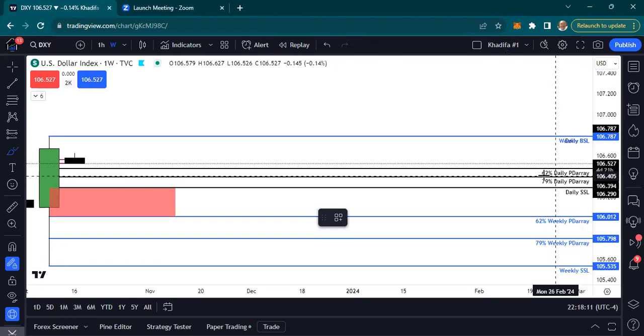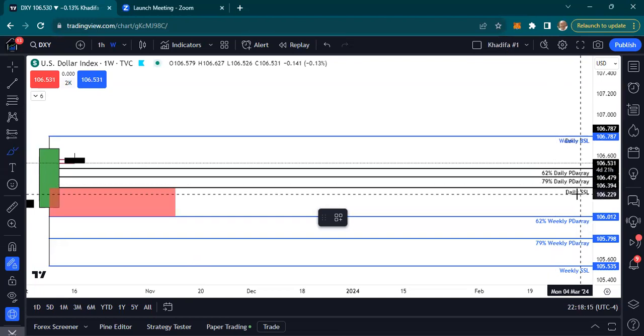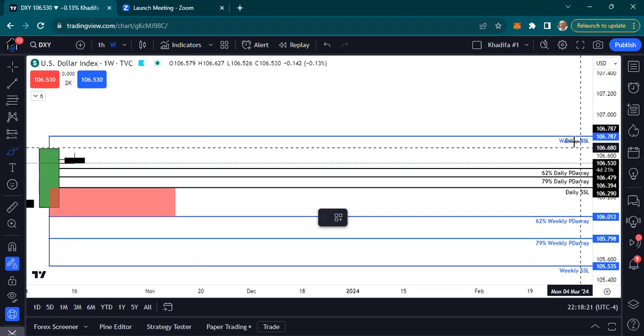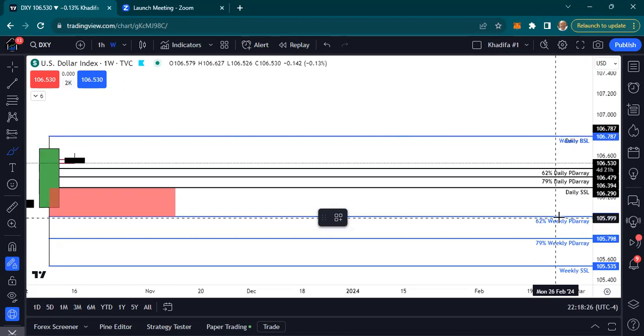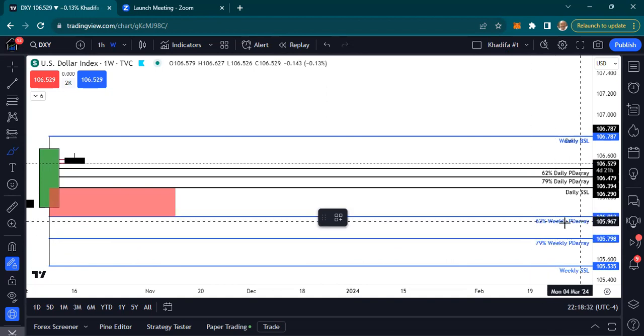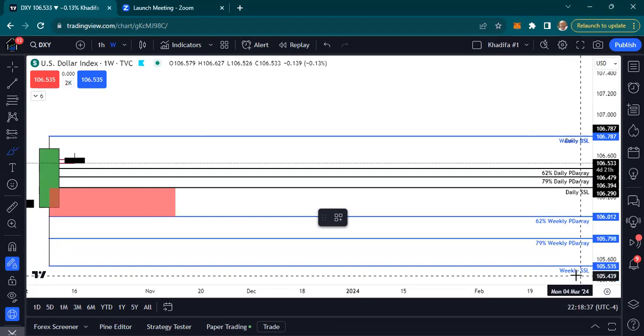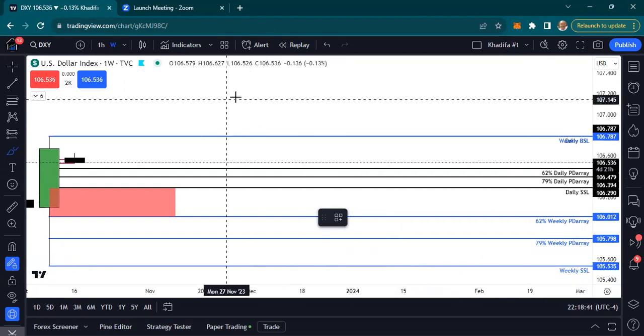So you can see right here, I got 62% daily PD array, 79% daily PD array, daily sell side liquidity. Up here, we have a weekly and daily buy side liquidity sitting on top of one another. Down here, you see my weekly PD arrays. They are marked, right? And they're titled in the description: 62% weekly PD array, 79% weekly PD array, weekly sell side liquidity.